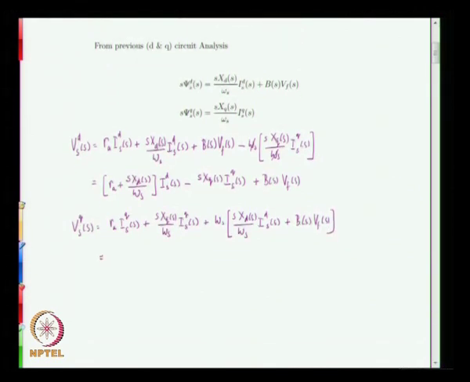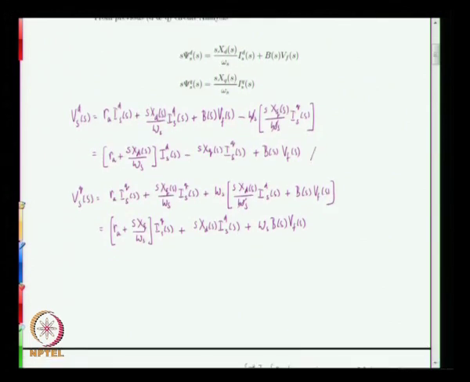So as before, we can combine the Iq terms together, so that is Ra plus s times xq of s by omega s multiplied by Iq of s, and then this omega s cancels due to the presence of omega s here, and therefore that is nothing but s times xd of s into Id of s plus omega s B as a function of s multiplied by Vf as a function of s.